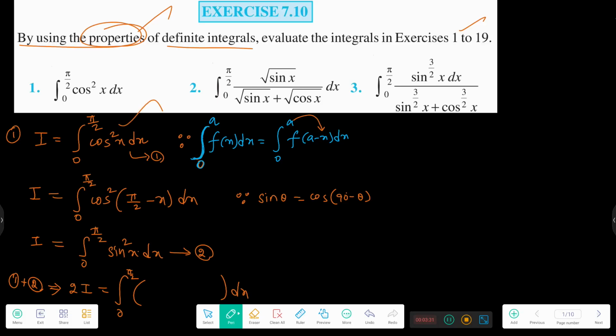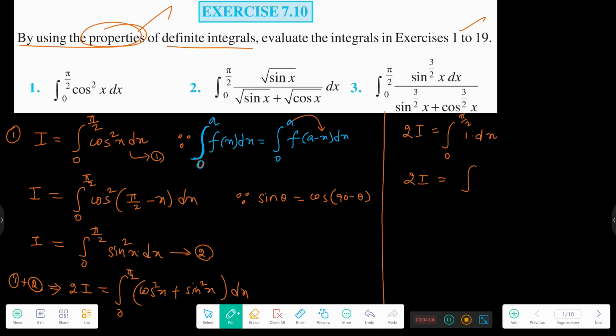So what is the remaining? Here we have cos square x, and this one sin square x, we are adding. Children, do you remember sin square plus cos square is 1? So 2I is equal to the integral from 0 to pi by 2 of (sin square plus cos square), which is 1, into dx. Now what is the integral of 1 dx? It is x.